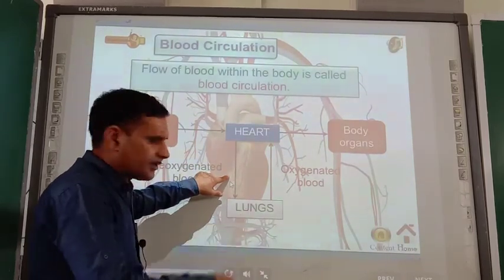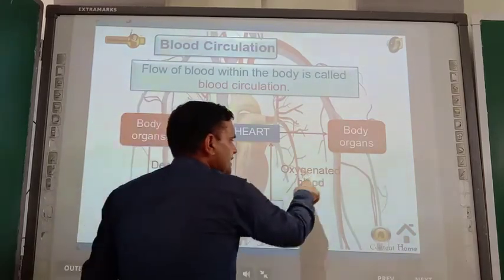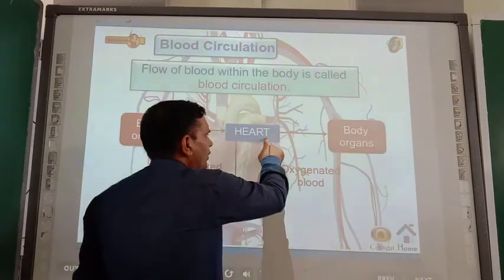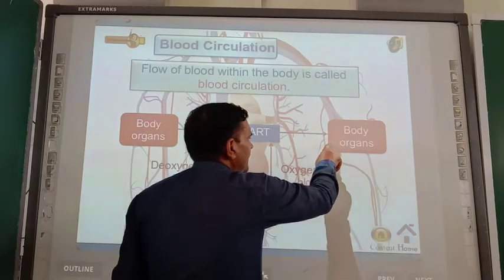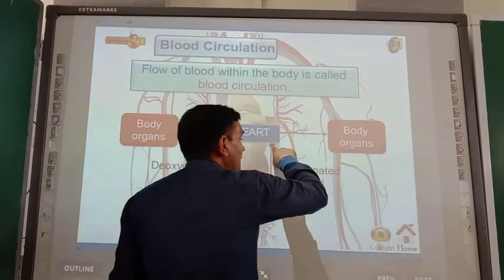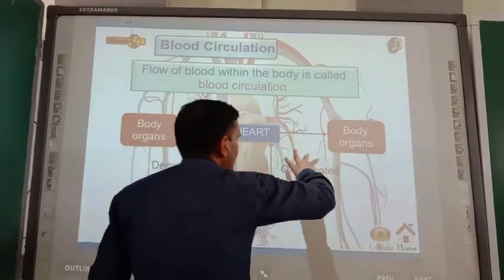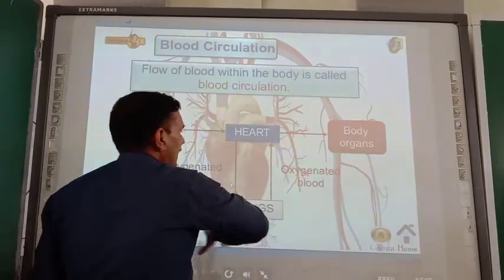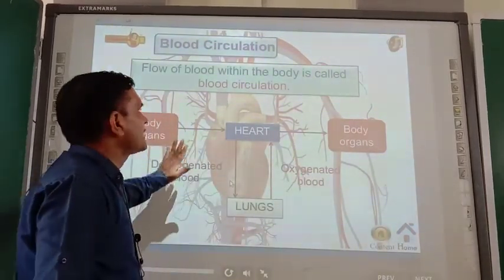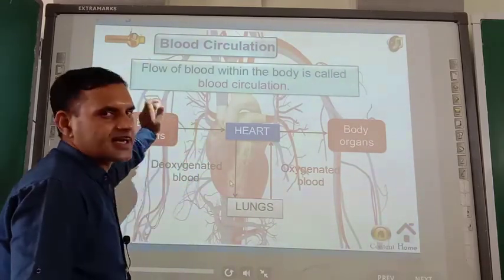Already you have written this in the function. So in the lungs it will be purified. Now that blood is oxygenated blood or pure blood, oxygen rich blood. Again it is going to the heart, and from the heart it is pumped through different arteries to different body organs. So just try to understand here. This entire function of the heart I have already summarized under the heading functions of heart. So this entire flow of blood is known as blood circulation.